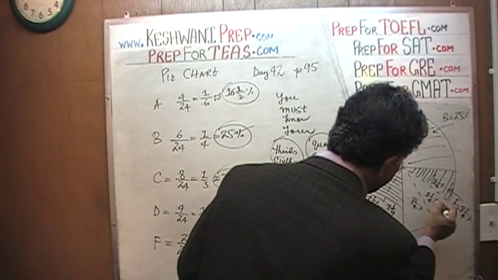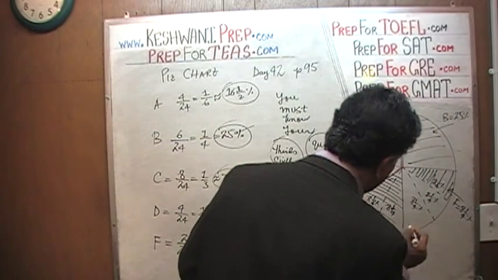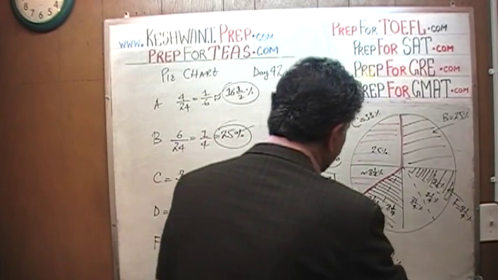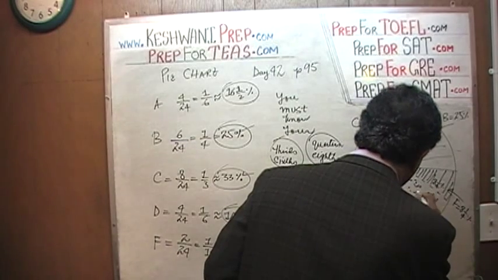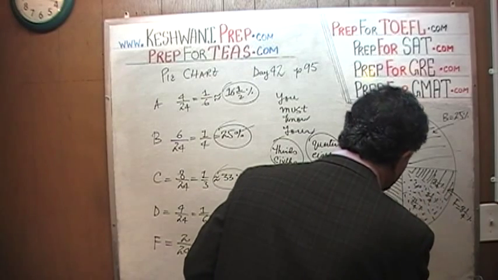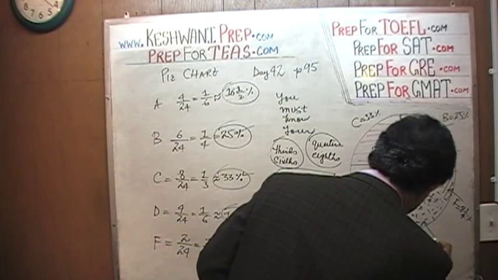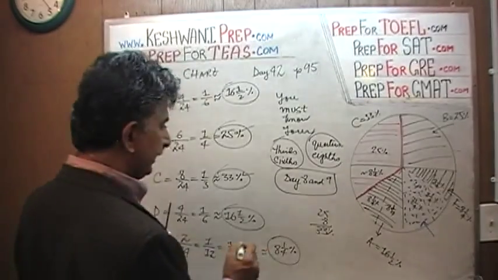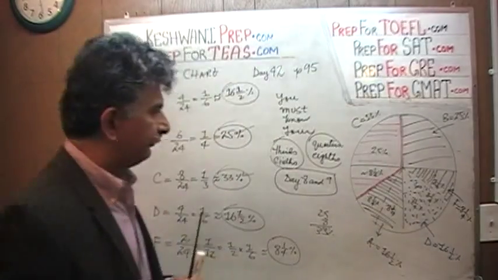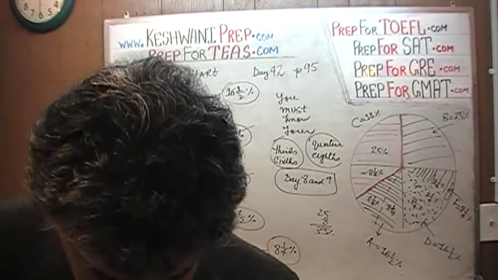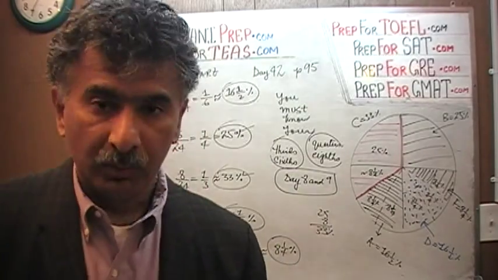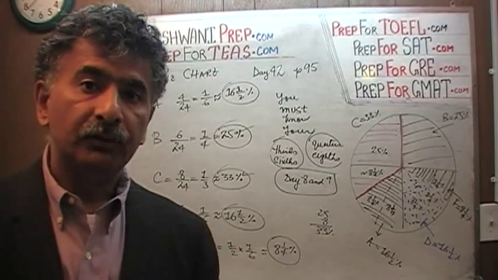And then these two remaining portions that we see here represent the D, 16.5%. That's it, we're done. That's what the graph looks like. Now you know how to come up with a pie chart from raw data. Okay? I'll see you tomorrow. Bye now.